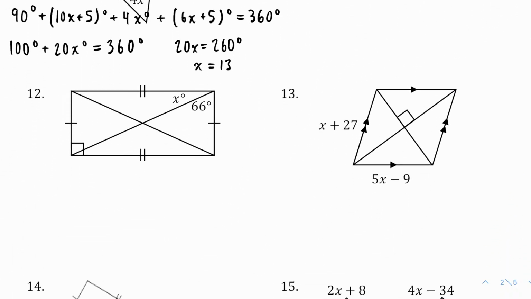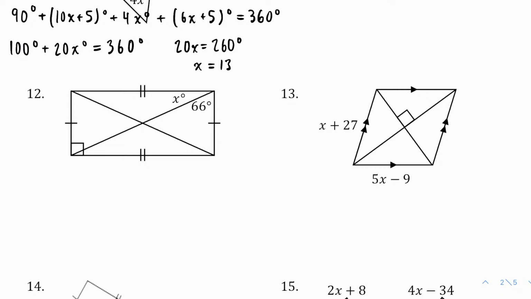Number 12. So here we've got a rectangle. We know it's a rectangle because opposite sides are congruent, and it has a right angle there. So the opposite sides being congruent tells us that it's some type of parallelogram, and a parallelogram with a right angle there is a rectangle.